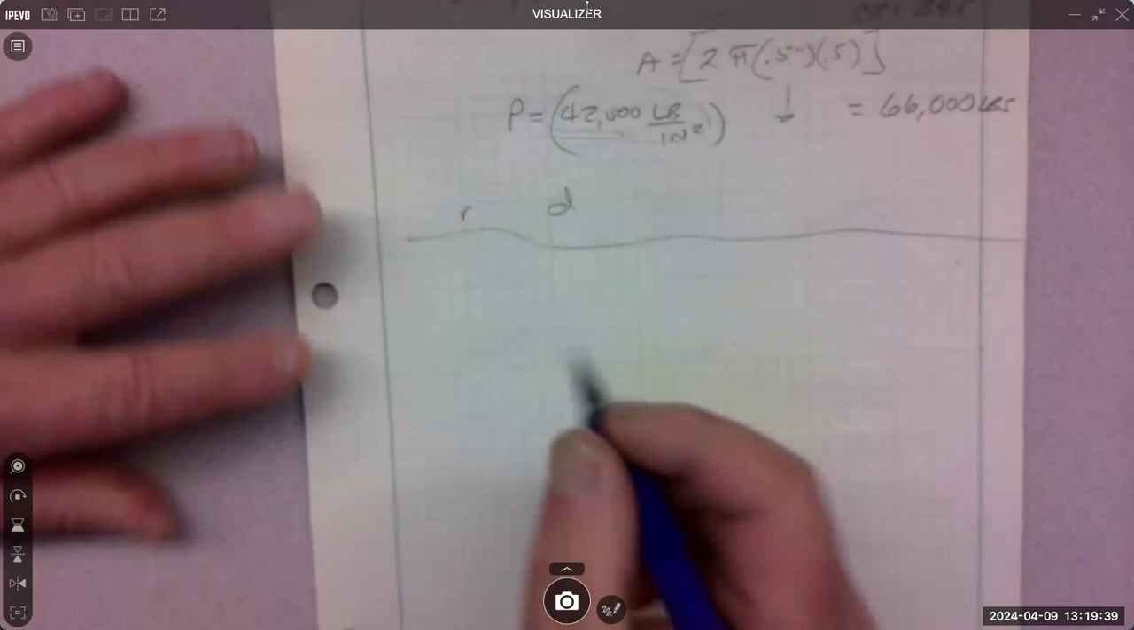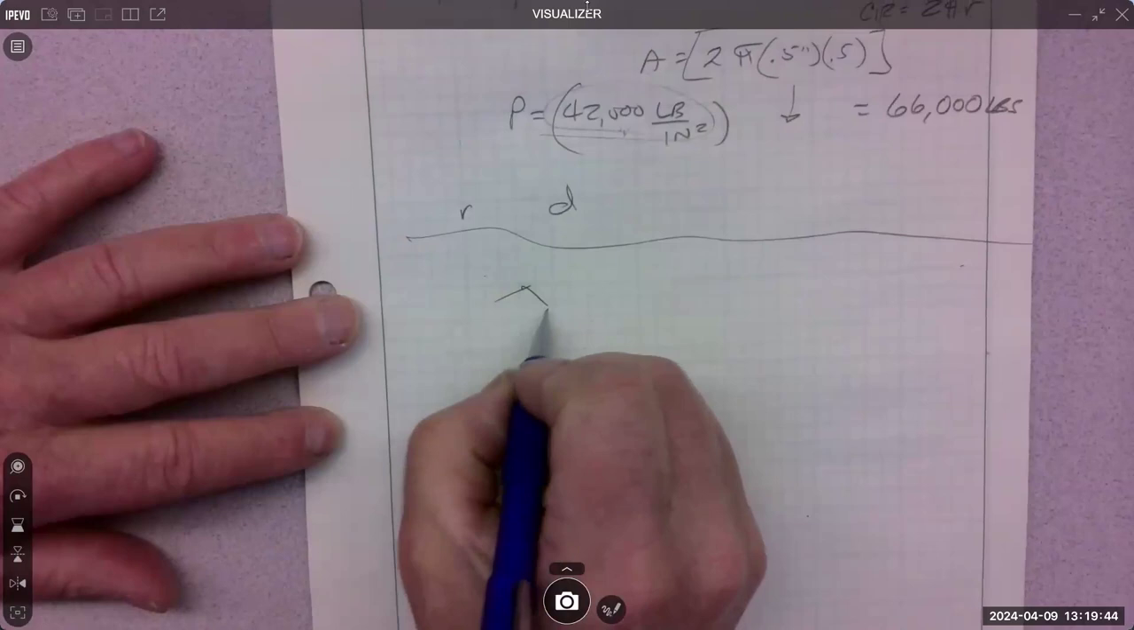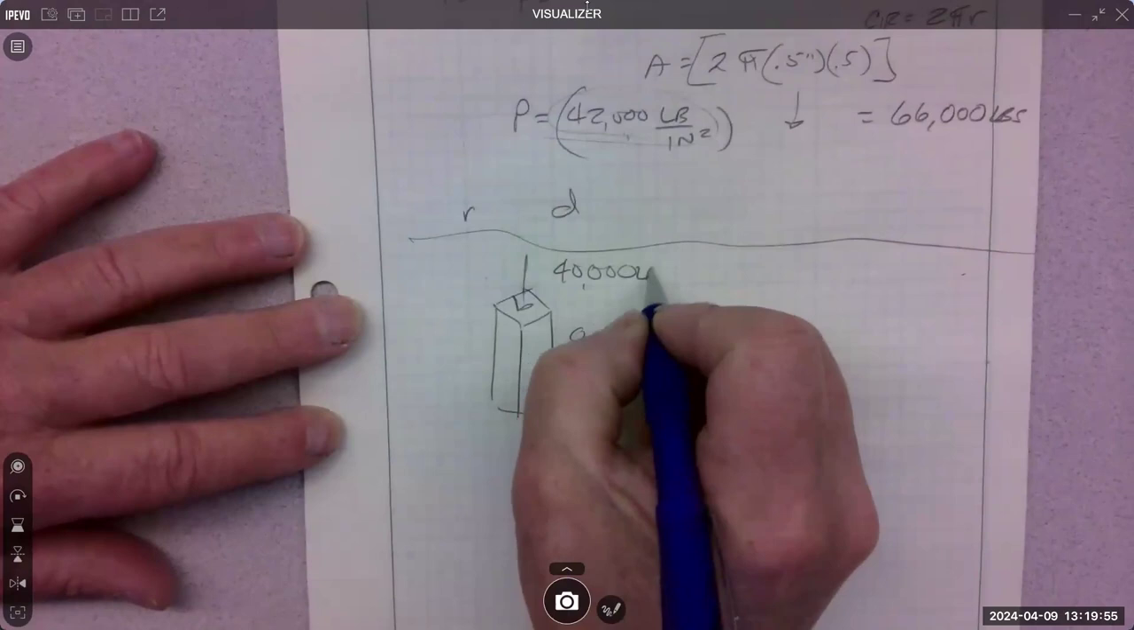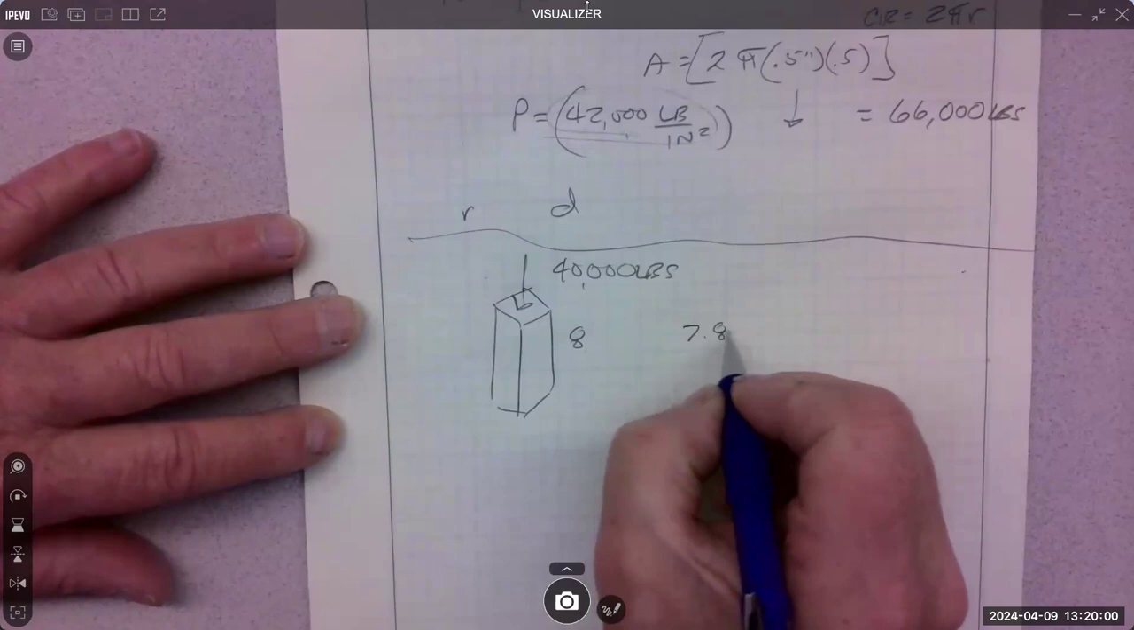What is the shape of this thing? Do we know? Oh, 2 by 2. 8 inches long, and how much load? 40,000. And then it gets shortened to 7.85. Compute the strain in the member.